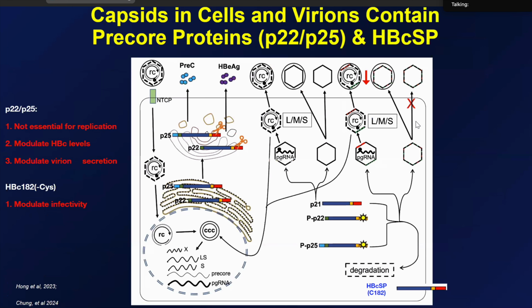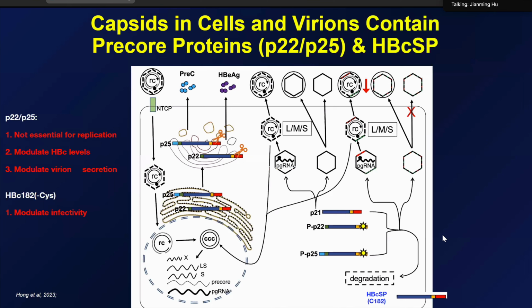Next, please. Here, I just want to say there's a little bit more complication than what I've been describing to you. Although the capsid is usually thought to be composed of a single protein, recent evidence suggests that pre-core protein, including P22 and P25, can be a minor component of the capsid protein. In addition, another truncated capsid protein called HBC182, derived from a spliced RNA, can also be part of the capsid and be important for viral infection. So it just means that the information we have so far may not be quite as complete as we thought.